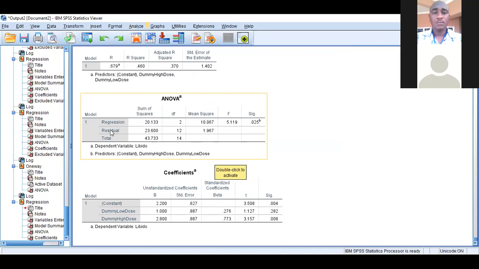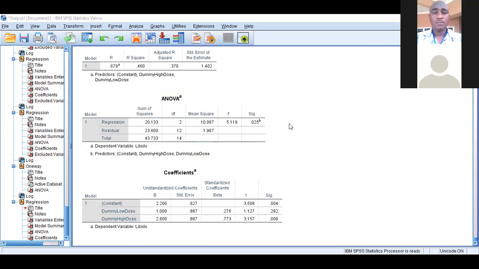The residual in the other one is called within group. The total is still the same. This is the total sum of squares, the total variability to be explained. The residual is what the model cannot explain, which corresponds to within group in the other one. The first one is what the model can explain, which corresponds to between groups. And the degrees of freedom are exactly the same.